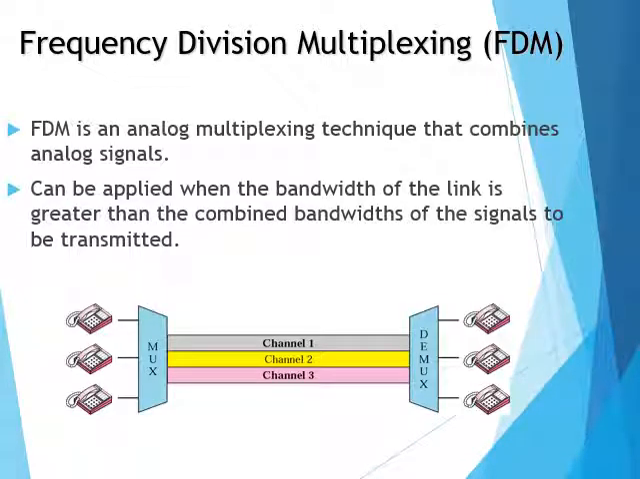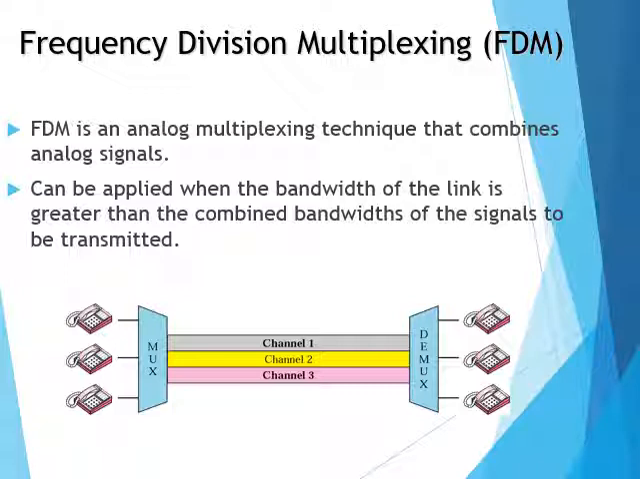First, let's look at the analog signal. Analog signals use two types of technique. One is frequency division multiplexing, and the other one is wavelength division multiplexing. As I mentioned before, FDM is used for electromagnetic signals. So what is FDM? FDM is an analog multiplexing technique that combines analog signals.